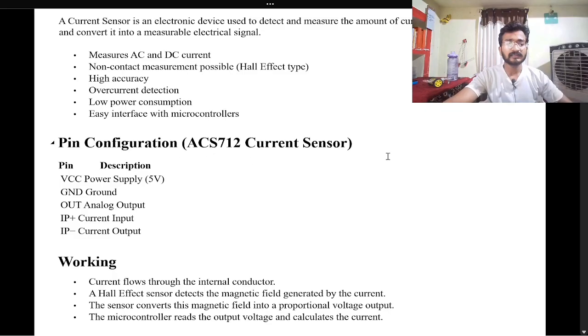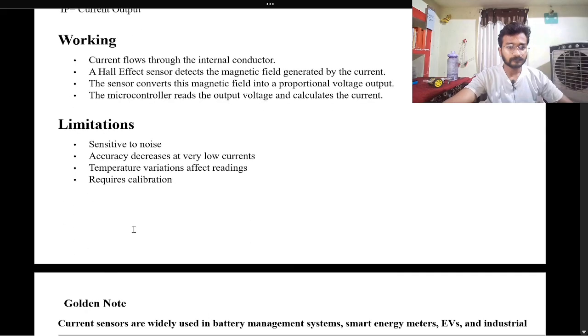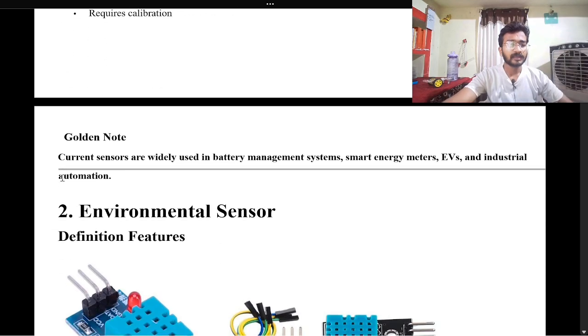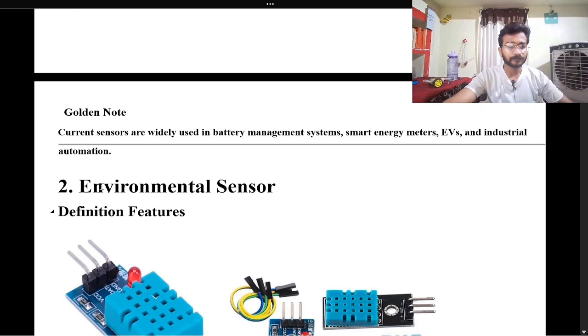This is the pin configuration. Here we have VCC power supply pin, ground pin, output pin which is connected to your microcontroller, and IP current input and IP current output. Current sensors are widely used in battery management system, smart energy meter, EVs and industrial automation.